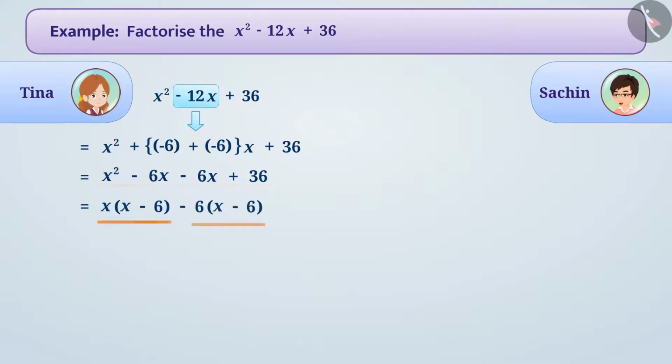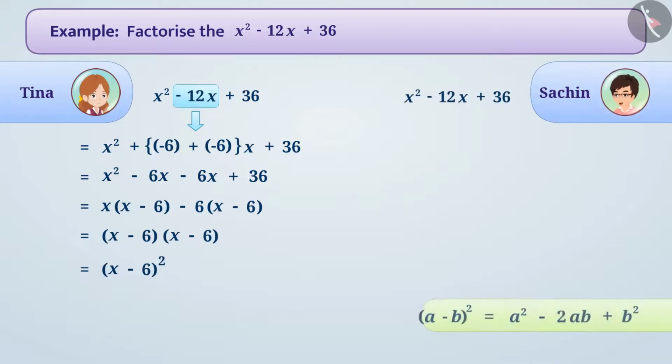Then, from these two terms, she took x minus 6 as the common factor. Thus, she obtained the factorization of the given expression as x minus 6 into bracket x minus 6, which we can also express as x minus 6 bracket square. Instead of solving like Tina, Sachin used an identity to factorize the given expression.